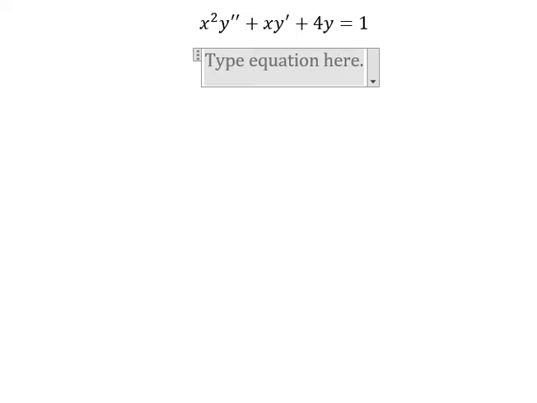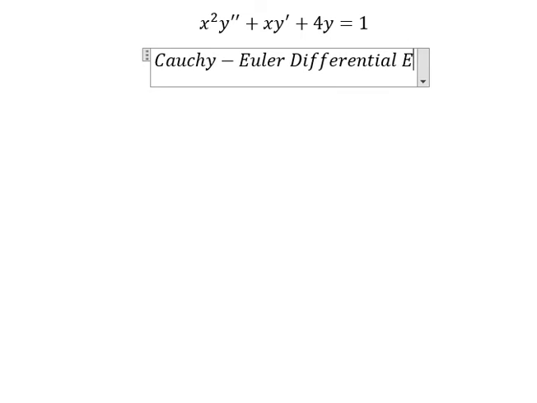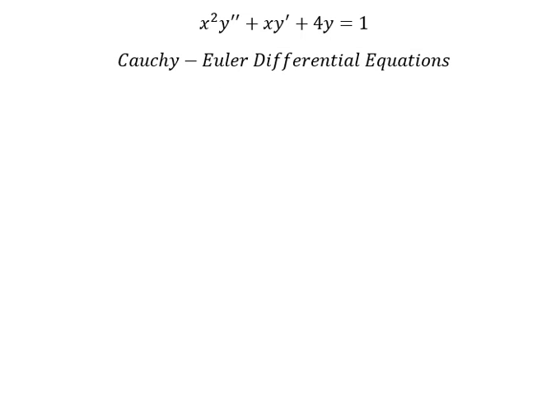We can apply Cauchy-Euler differential equations. So I will put yc equals s to the power of n.